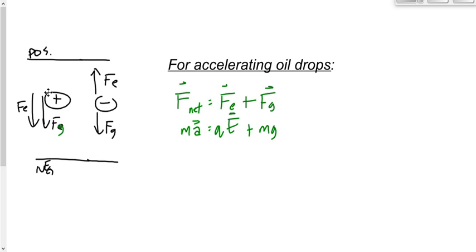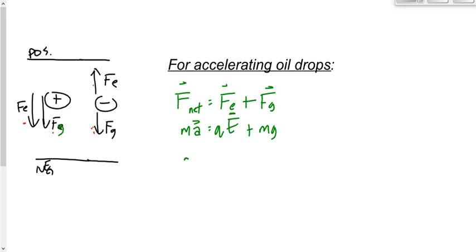Now, you got to watch out for signs. In this case, the electric force would be negative, and the gravitational force would be negative. In the other case, the electric force would be positive and the gravitational force would be negative. You got to pay attention to those signs, but don't worry about them until you sub numbers in. When you sub numbers in, make the force either positive or negative.